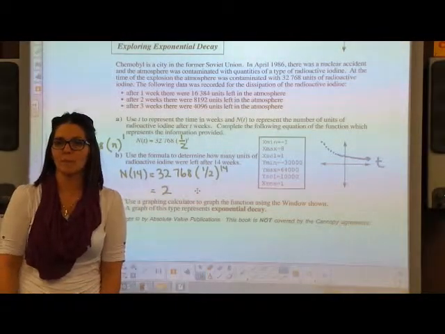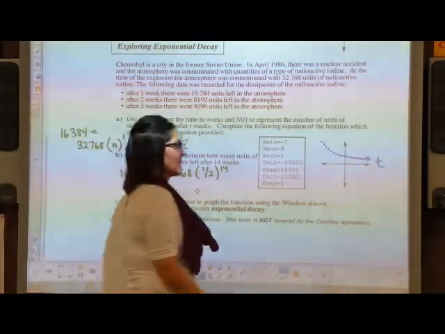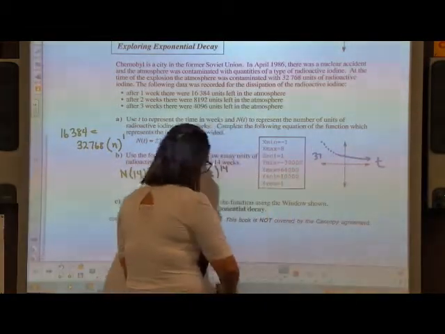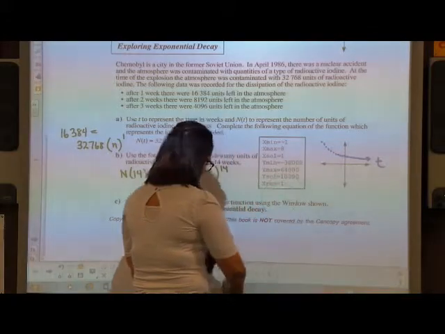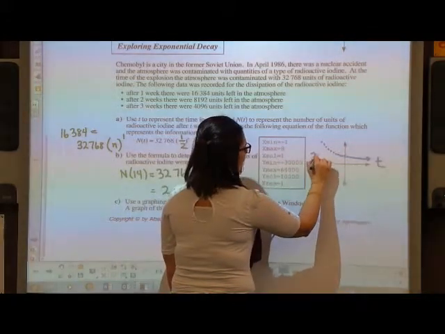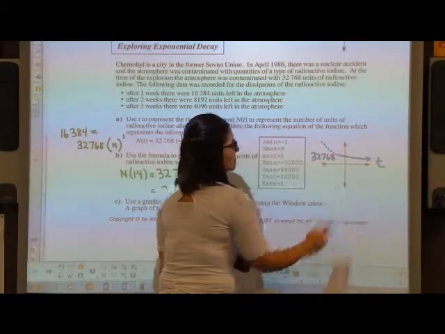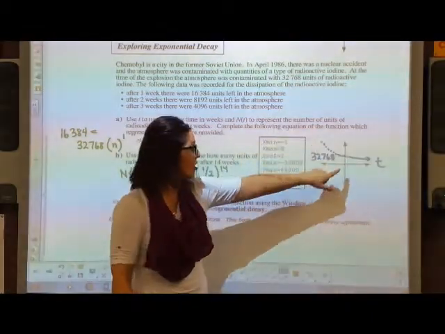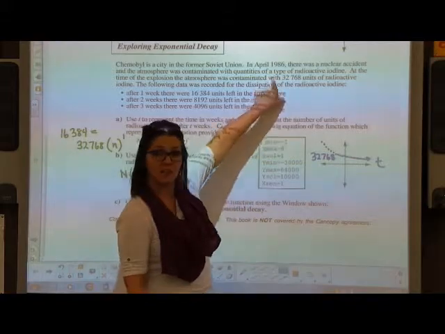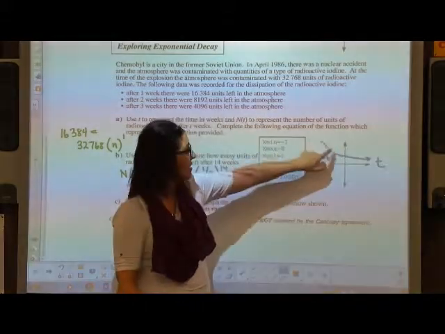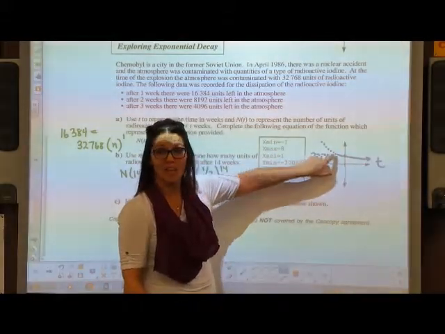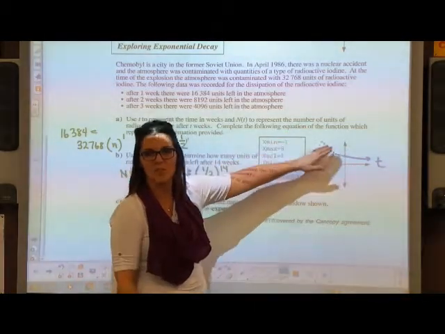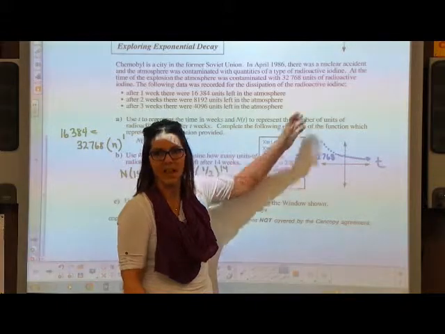What does t represent? Time. And this is time in weeks after the explosion. So do I have negative time in this case? No. And the only reason the question or the graph shows it in this type of pattern is that I don't have negative time, and this amount of radioactive iodine being released in the atmosphere was not more before the accident happened.